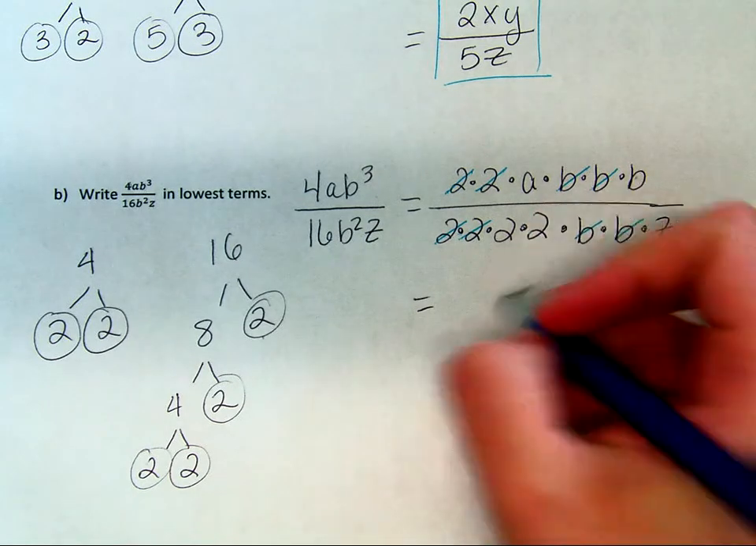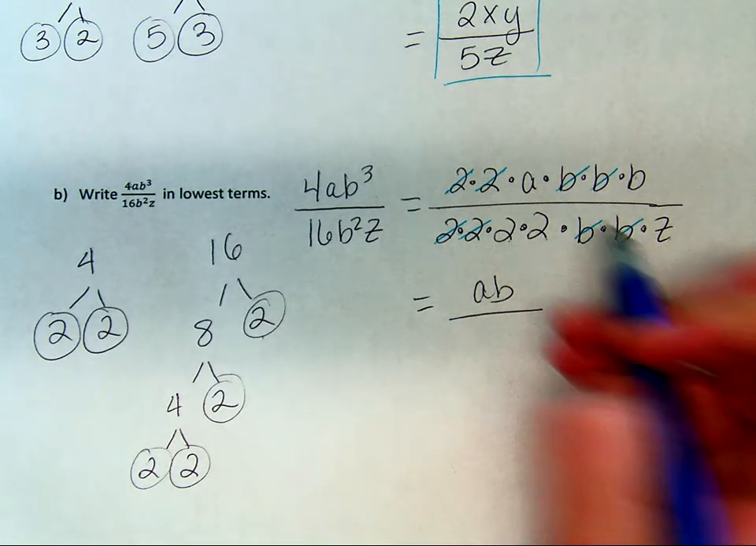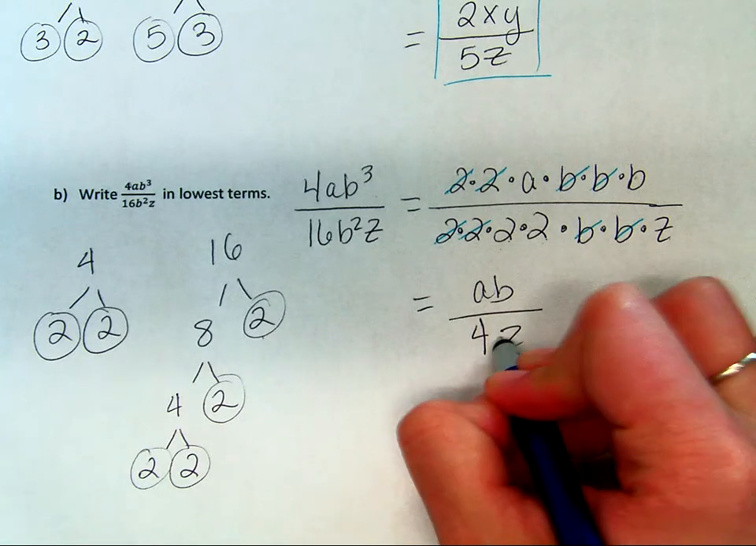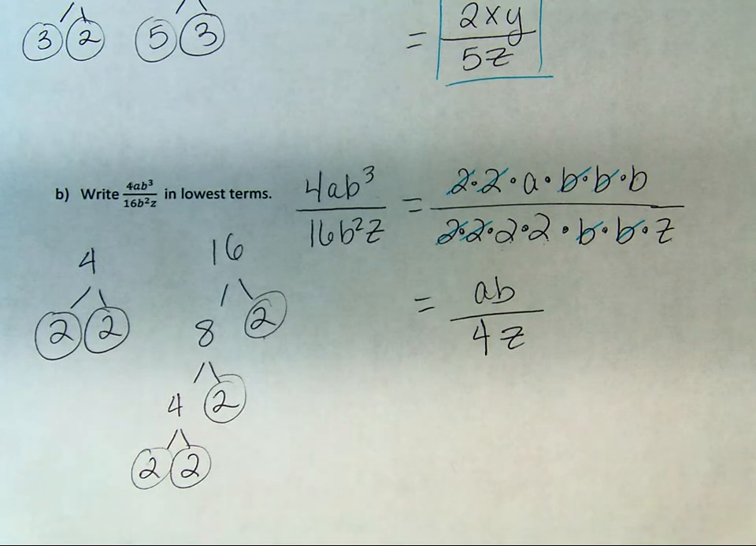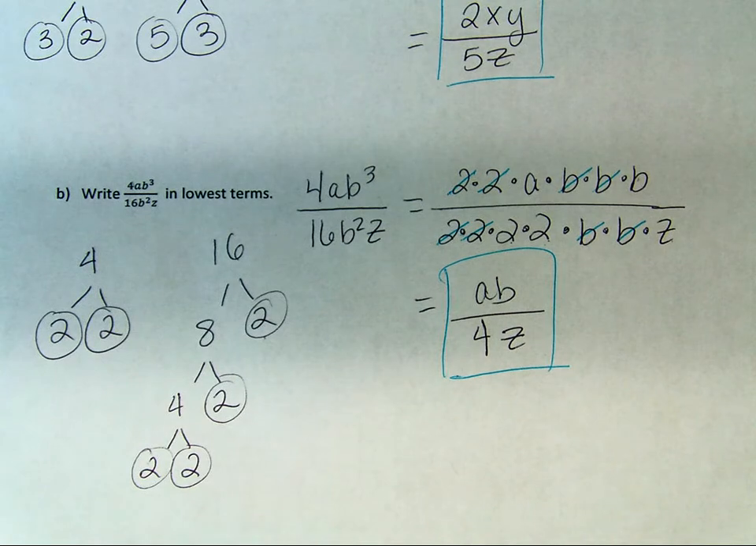I've got a times b over 2 times 2 times z. So 2 times 2 is 4, and then I get z. And that is now simplified. So that's how you simplify, or you write, fractions that include variables in lowest terms.